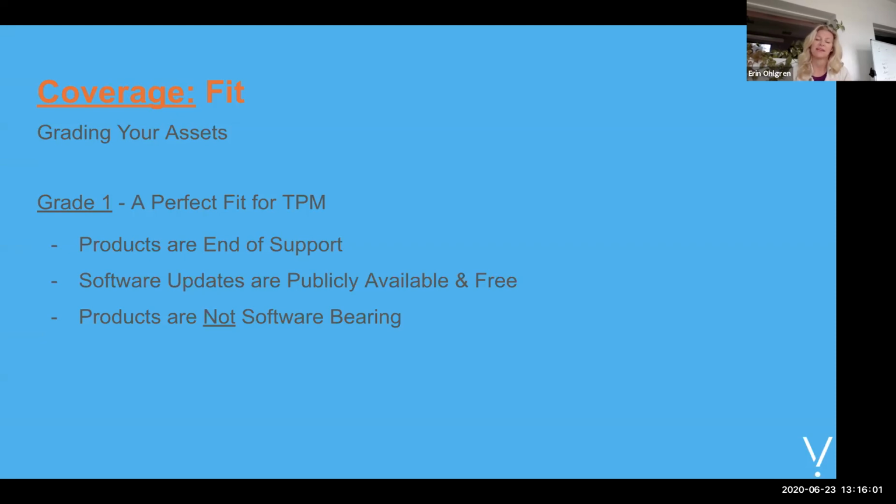So part of engaging with us is going through this consultative process where we help demystify and give you visibility into your estate as to exactly what's a good fit for third-party maintenance, why, and we do that through our grading system. So as you can see on the screen here, we'll talk through grade 1 first. A grade 1 is, again, like I said, a perfect fit for third-party maintenance. And a lot of that has to do with that software component, which we talked about earlier.